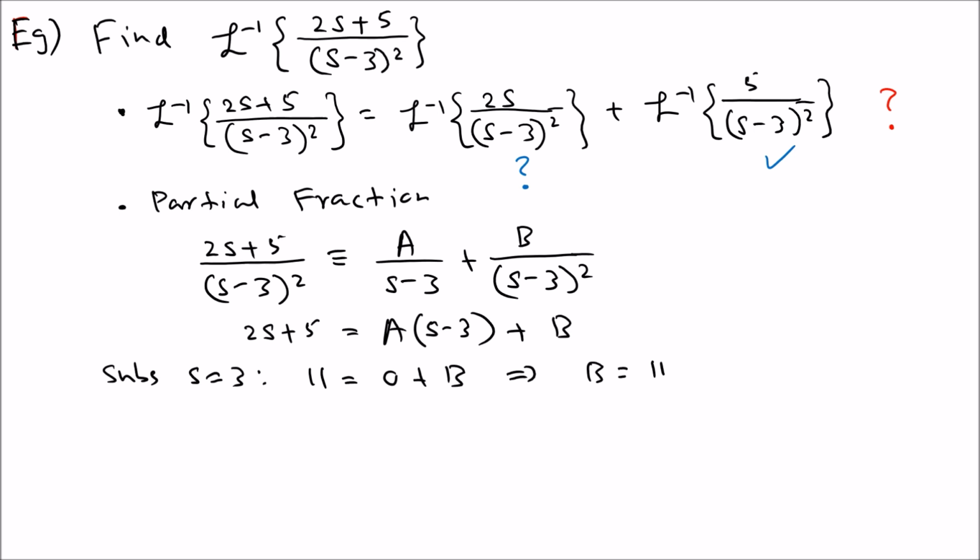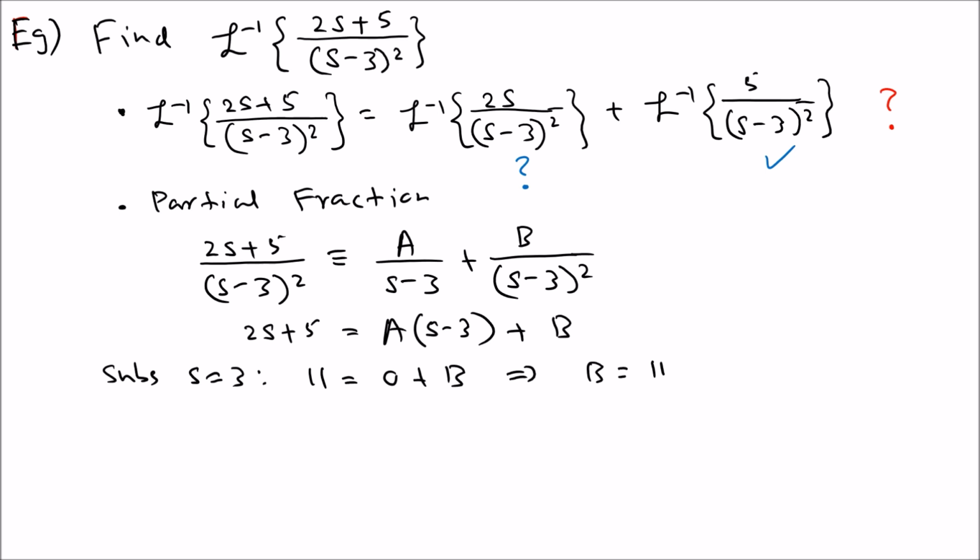And then you can also use another substitution, for example, substitute any number you like. The best one would be 4. If you substitute 4, you're going to get 13 equal a plus b. And then since you know b, you can find a. That's one way to do it.